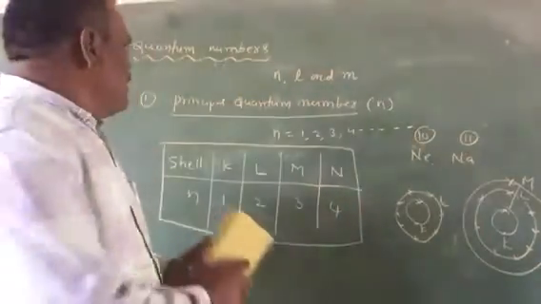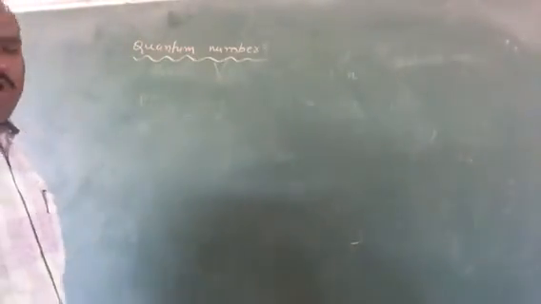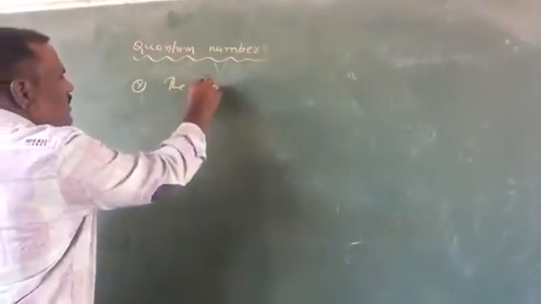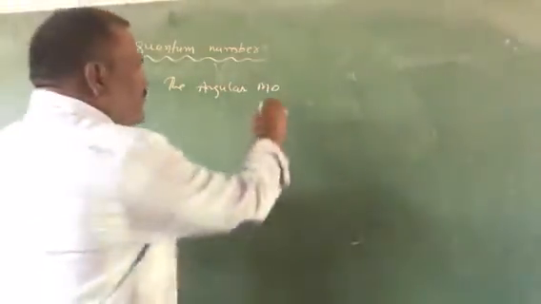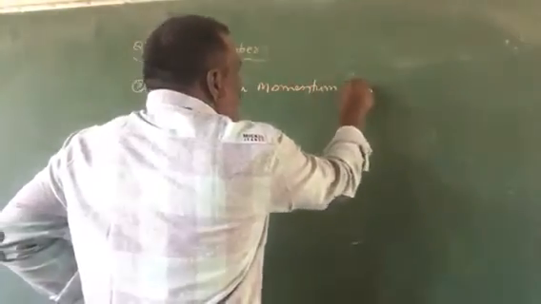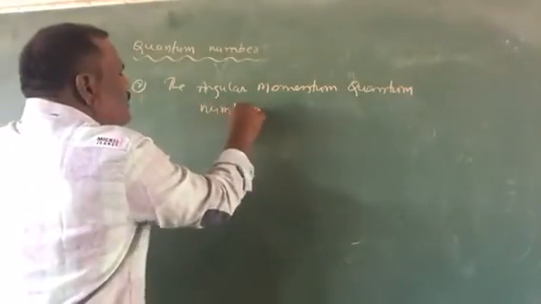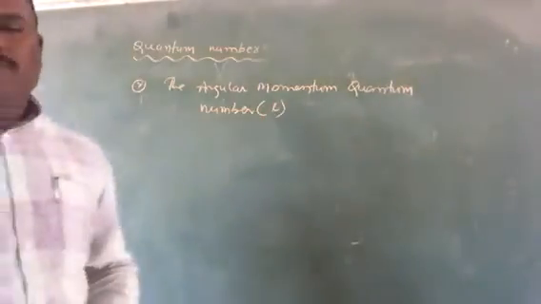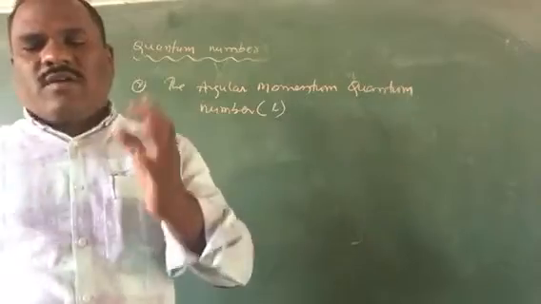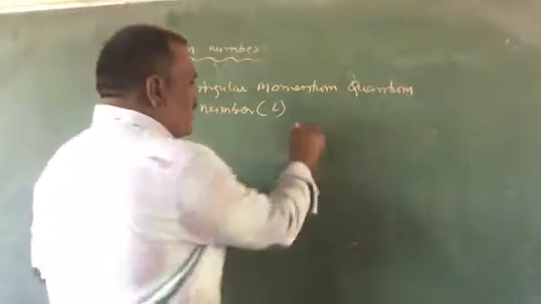So the second quantum number is the angular momentum quantum number. It is indicated by the letter l. The angular momentum quantum number was proposed by Sommerfeld.